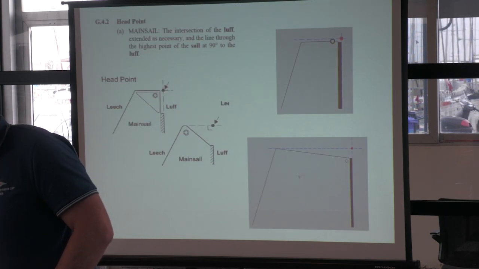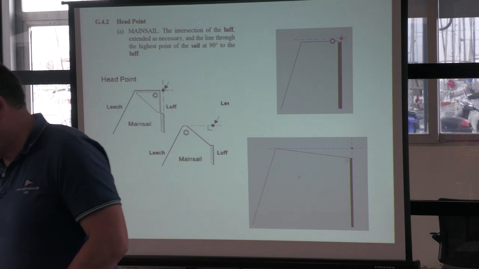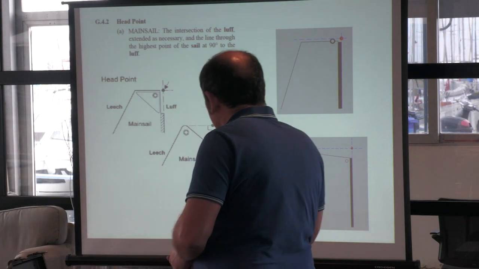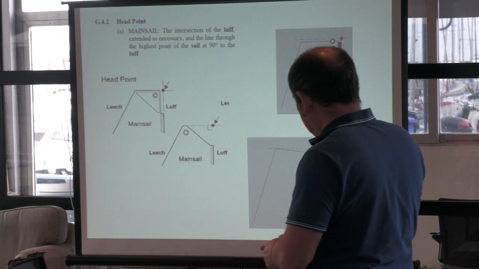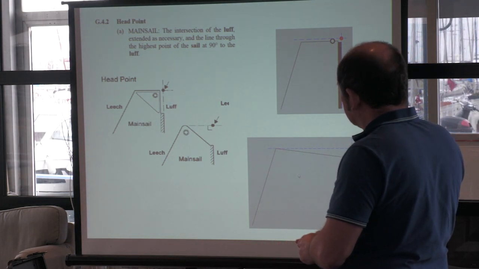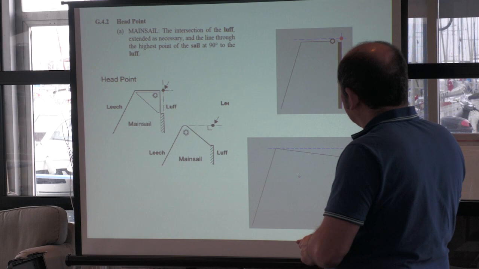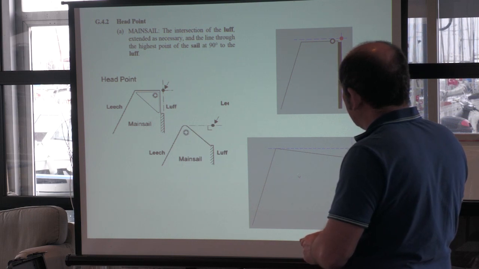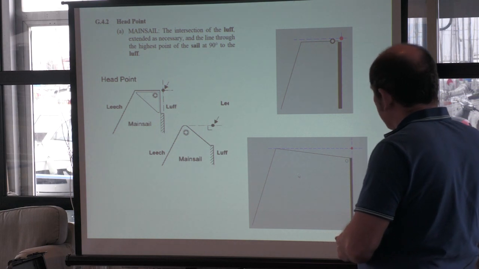For mainsail, the mainsail head point is the intersection of the luff, extended as necessary, and the line through the highest point of the sail at 90 degrees to the luff. Okay?